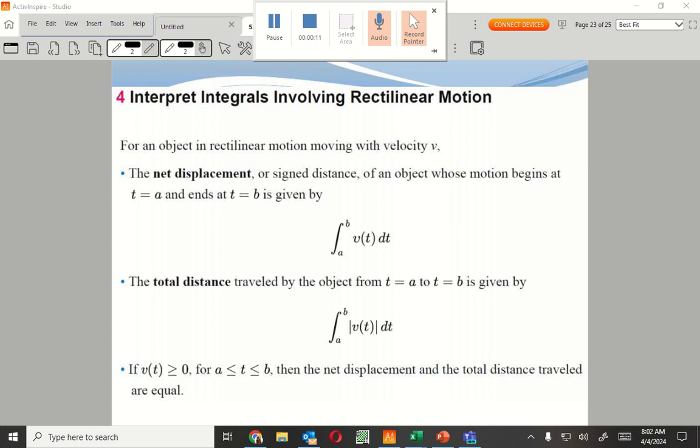Okay, so we're continuing with 5.4 and going on to interpret integrals involving rectilinear motion. So, that's velocity. Now, velocity is not the same as speed. For an object in rectilinear motion, moving with velocity v, the net displacement, or signed distance, of an object whose motion begins at A and ends at B is given by the integral of velocity from A to B. So starting at A, ending at B. And the total distance traveled by the object from A to B is given by this other integral.